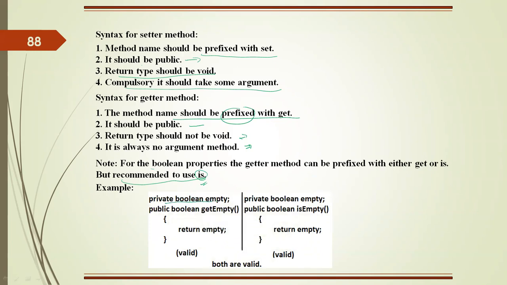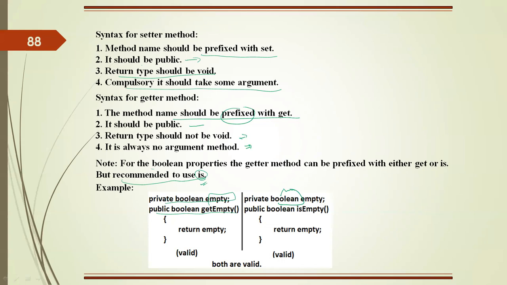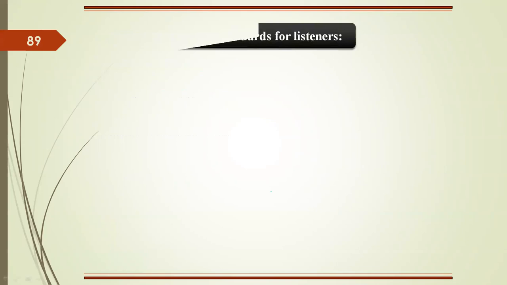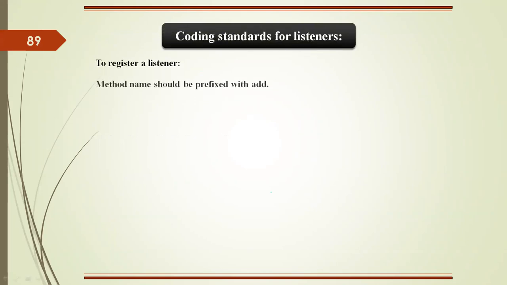Private boolean empty, and boolean getEmpty. Private boolean isEmpty is the recommended way to use a boolean getter. getEmpty is not recommended, but it's valid. Now, the coding standard for literals.